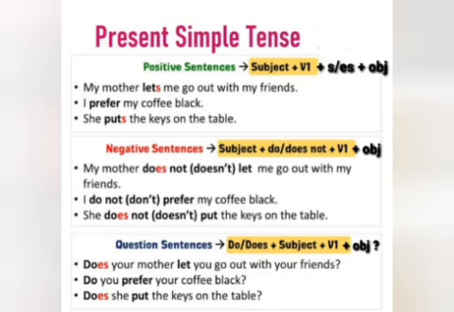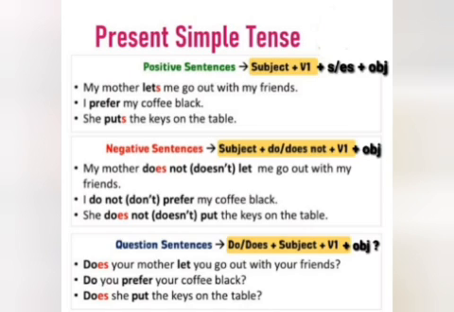Yes, like we had the example my mother lets me go out with my friends. So the negative form of it would be my mother does not let me go out with my friends. Yes, we had another example, I prefer my black coffee. So the negative form would be I do not prefer my black coffee.